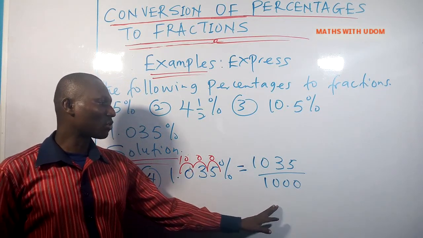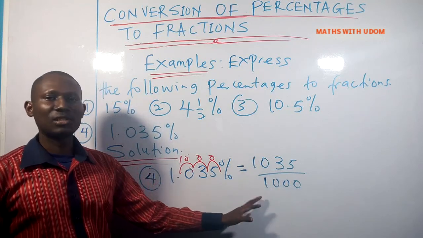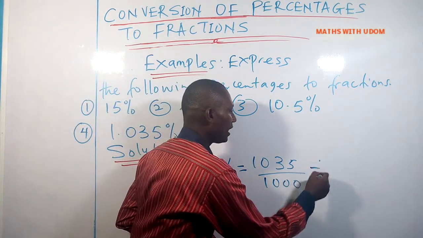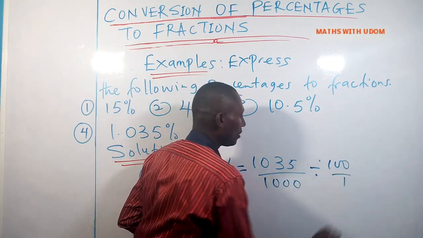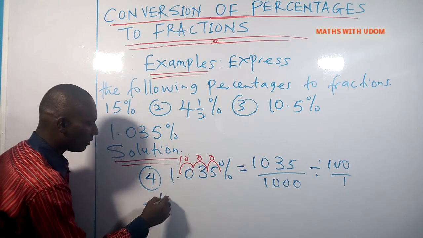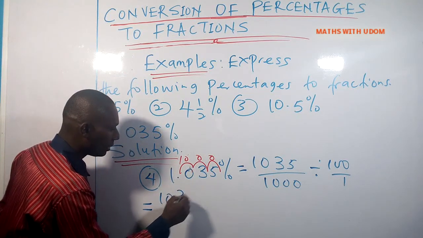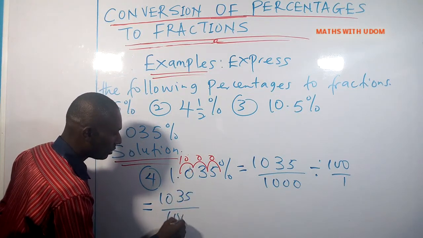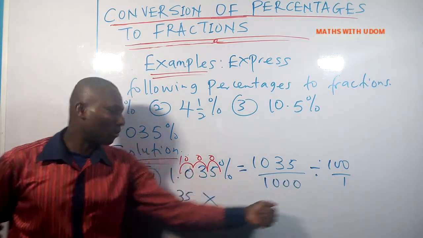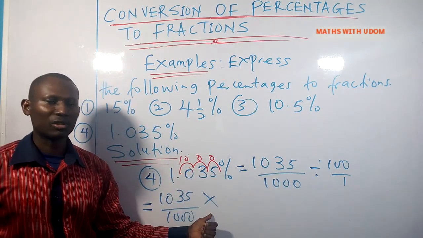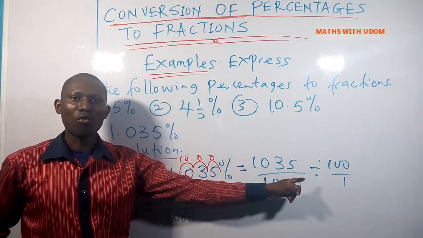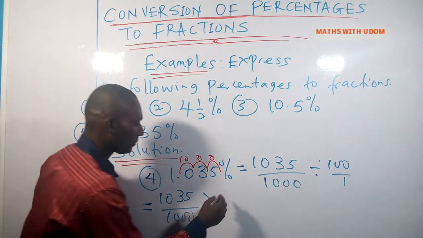So the next thing is to what? Is to now divide this number by 100, which is our rule. So divided by 100 over 1. So we now come here and we have 1035 over 1000. We change the division sign into what? Multiplication. And then you write the reciprocal of 100 over 1, which is 1 over 100.